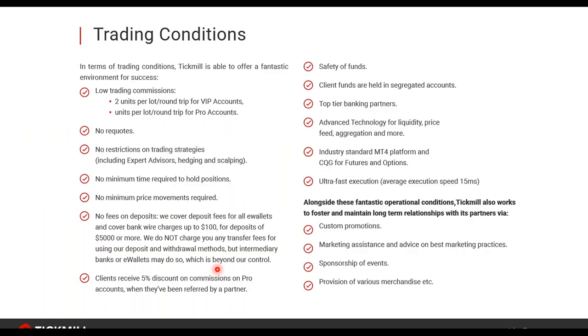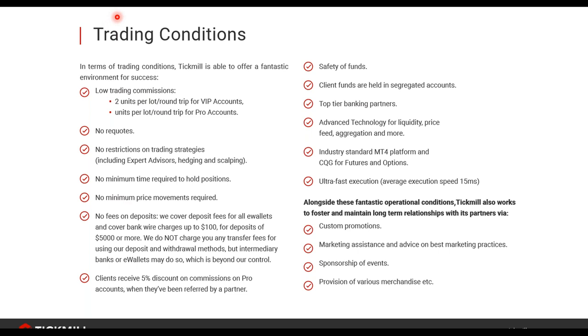Okay, next. For trading conditions naman, ayun po na I mentioned kanina, for the spread, we start from 0.0, and that's for most major pairs, and we have no requotes and no restrictions on trading strategies.